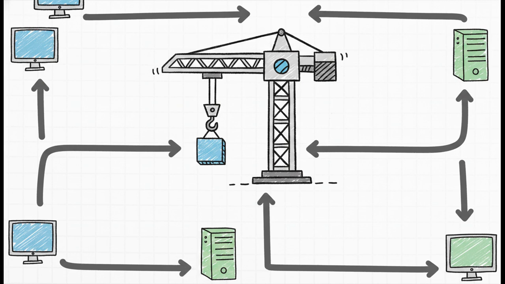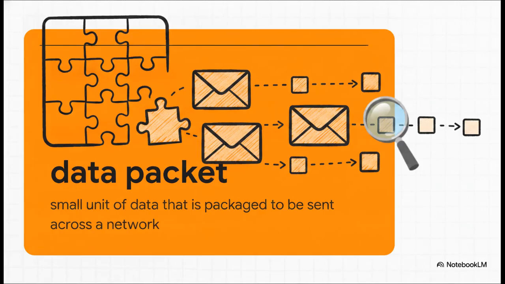That stands for Transmission Control Protocol and Internet Protocol. This guy is the heavy lifter. It's a critical collection of rules that actually govern how computers move data across a network. But here's the thing, TCP doesn't just send a massive file, like a high-def video, all at once. Instead, it breaks the data down into smaller, manageable pieces. We call these data packets.